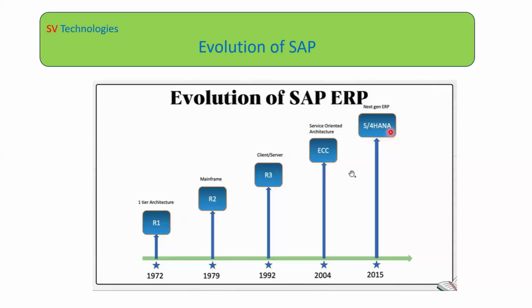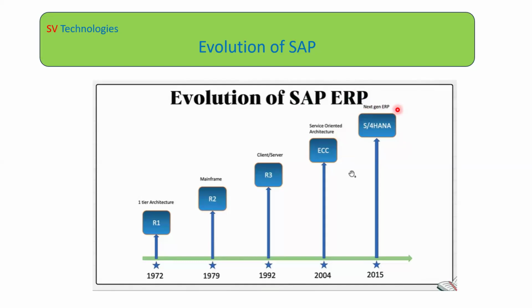So in S4 HANA, the main advantage is retrieving the data. If retrieving the data from the database is faster, then whatever functionalities we are using in the S4 SAP system, we will get the output very fast.